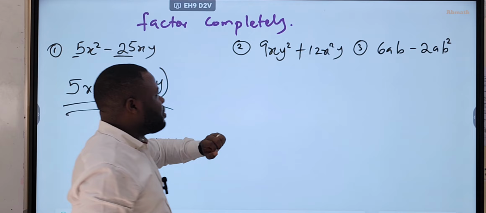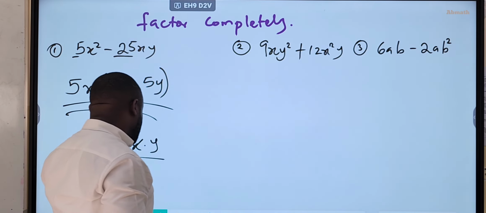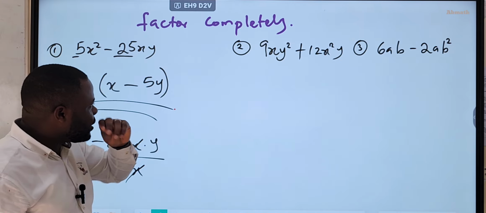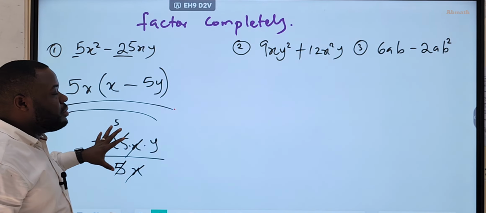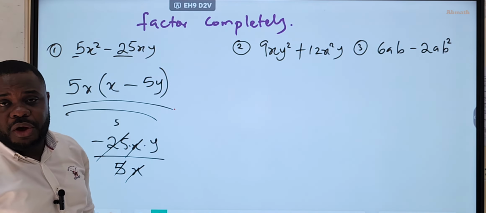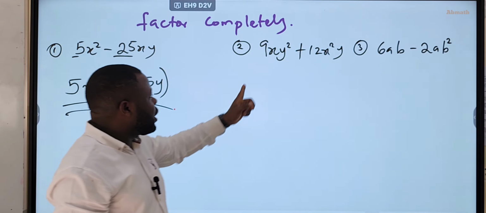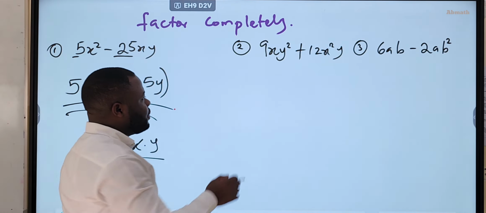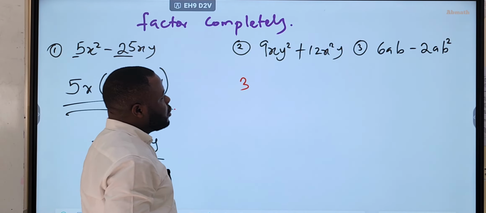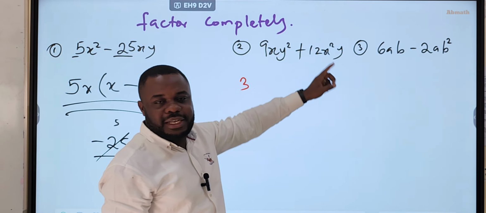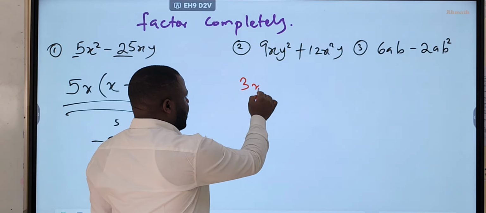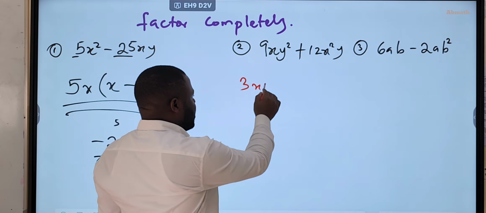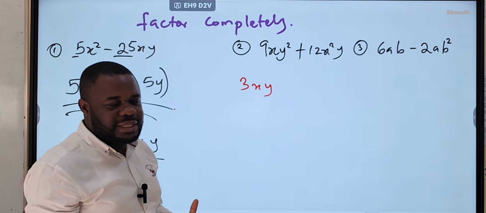Then let's check the same thing for the second question. I will not go into depth explaining this, because you can use this method to also factor this. When you check what is common between 9 and 12, it is 3. They also have x and x here, they are variables. And they also have y and y for their variables. So these are the things that are common.